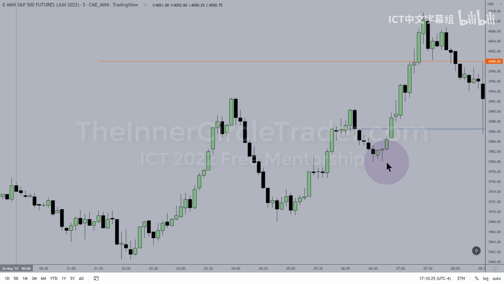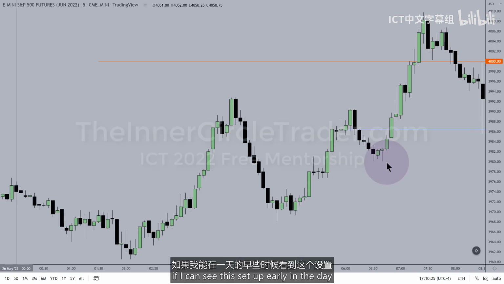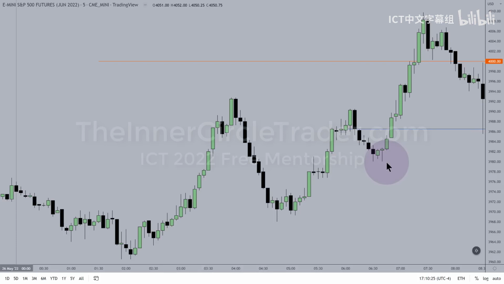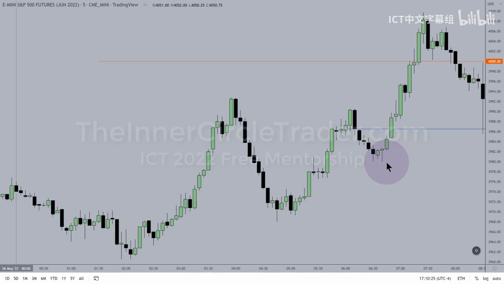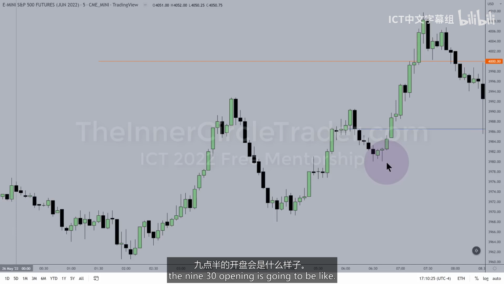So if I can see this setup early in the day before 7 o'clock in the morning, to me, it gives me insight. It gives me an expectation around what the 9:30 opening is going to be like. So if I get an early run like this, my first thought is I need to go to SMT later on at 9:30, because it's probably going to require some kind of a correlation to set up the next leg, if it's going to have one.